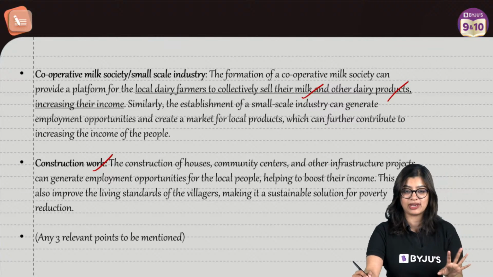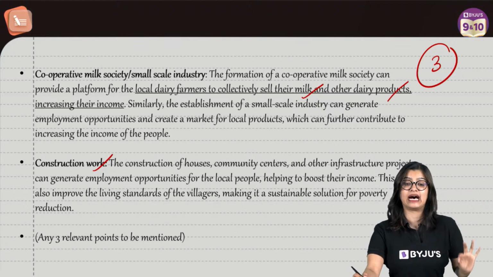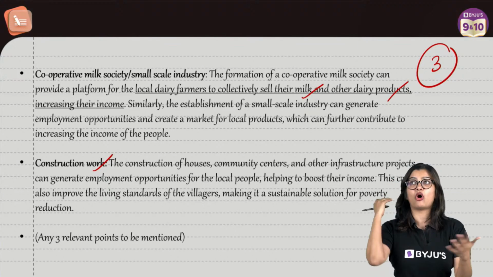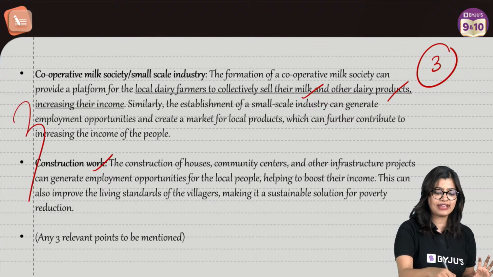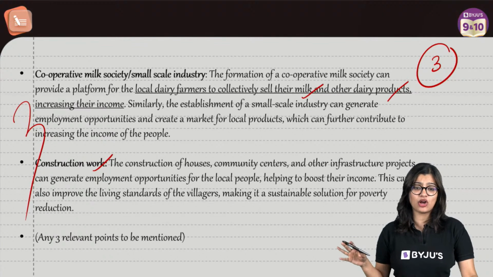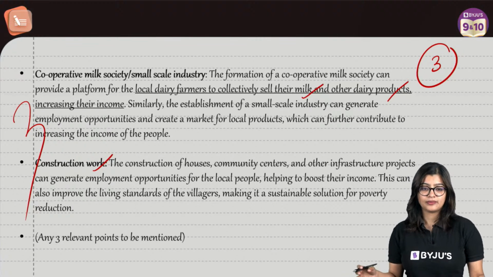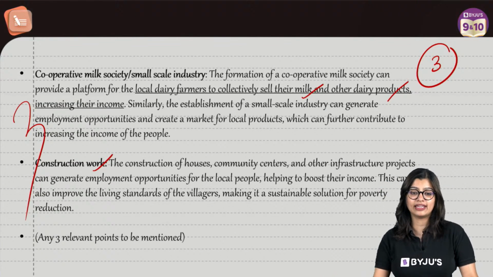This is for a 3-mark question. So you need to give 3 points, right? 3 examples with which Pavan can bring in that initiative of providing more employment in his village. Are we clear? Are we all clear with this question? Yes or no? Or have we been like, ma'am, what is this?